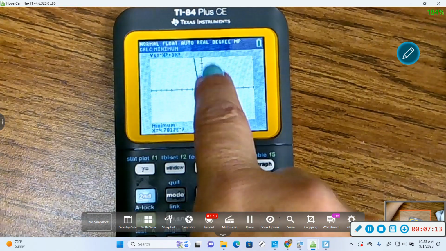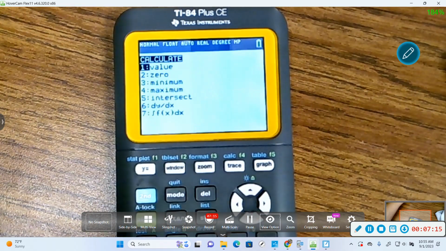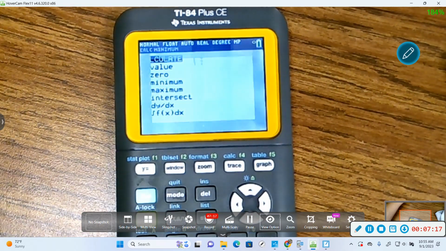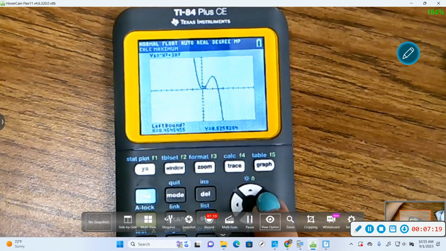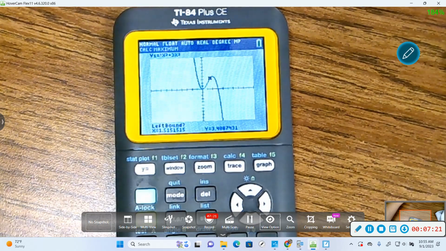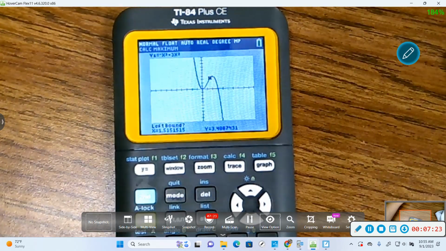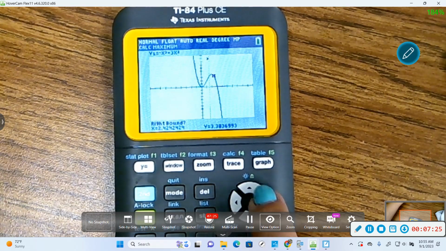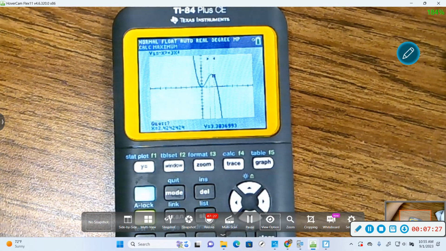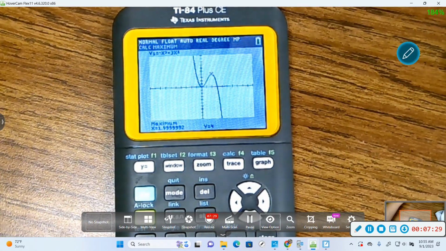All right, let's get this max point. And then number 4, maximum. Let me right arrow, get him over there to the left side of the point. That looks pretty good, close enough. Enter. Right arrow through the point, somewhere on the right side. Enter. Nobody wants to guess. It's done. Okay, so I'm just going to round that. Let's say 2, 4. All right, let's put our points down and be done.